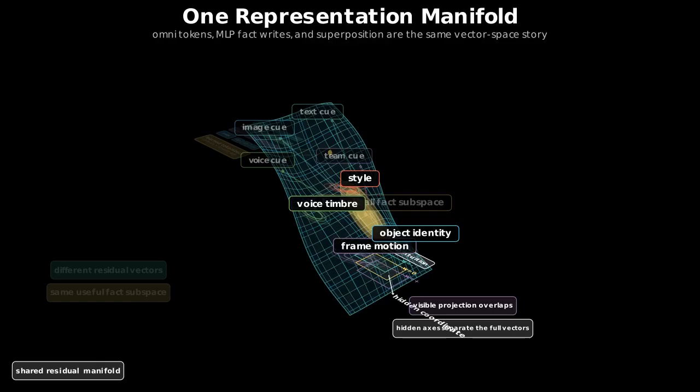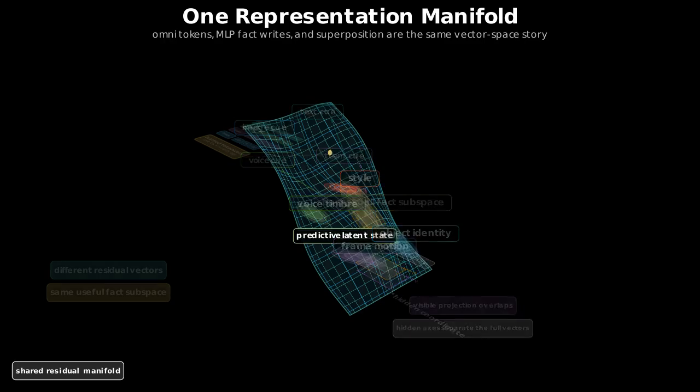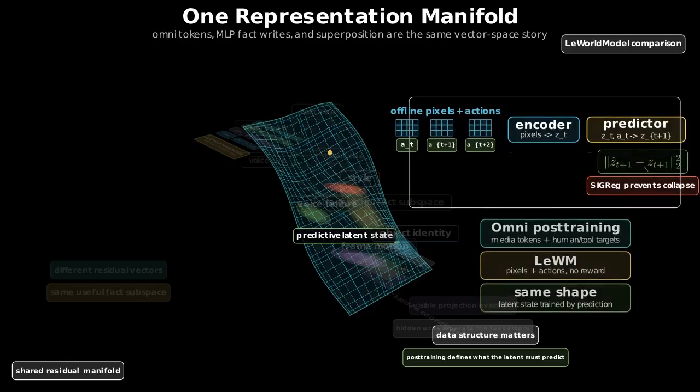This is also where LeWorldModel is a useful comparison. LeWM is not an omni-chat model. It is a latent world model, trained from offline pixel trajectories and actions. But the data structure is familiar. Compress observations into latent states, predict the next latent state, and use regularization so the representation does not collapse.